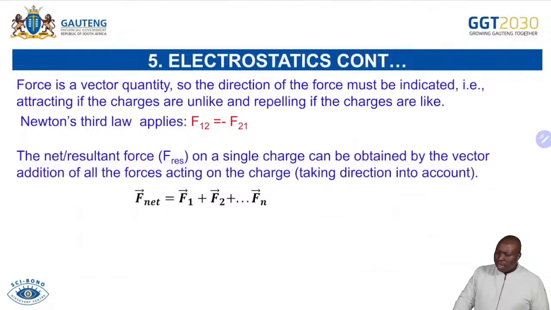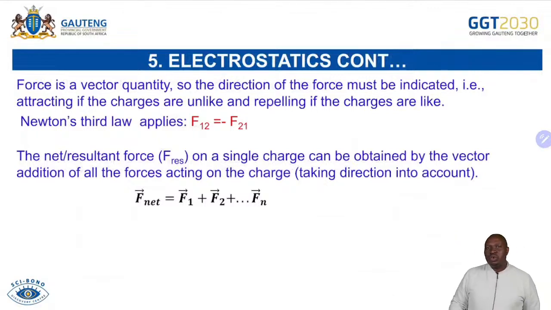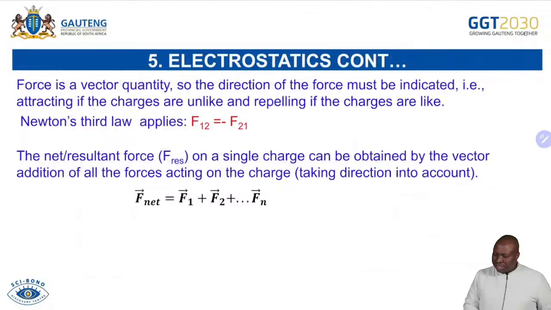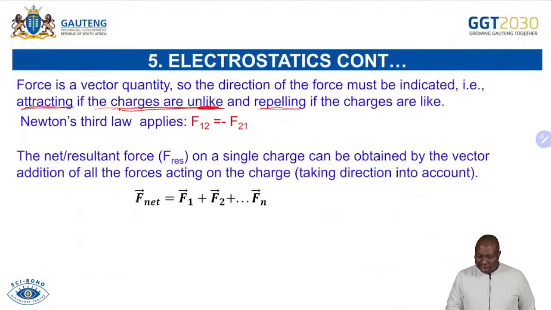Now, as we continue with electrostatics, we are saying force is a vector quantity, so the direction of the force must be indicated. It's very important, as you are dealing with forces, that these forces are vector quantities, so they have magnitude and direction. Remember, always when we are dealing with forces, we talk about the magnitude and the direction. If the charges are unlike charges, we have attraction. Unlike charges attract, but like charges repel. And they repel in accordance with Newton's third law.